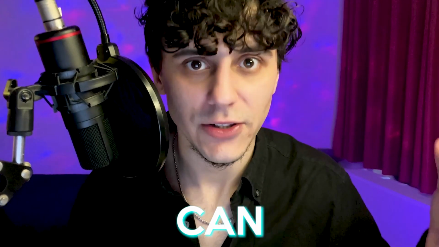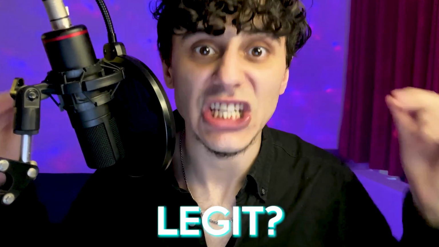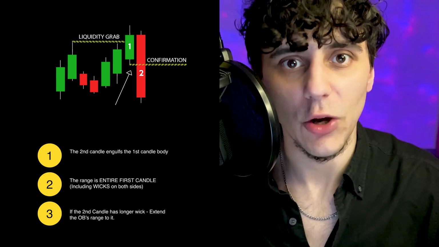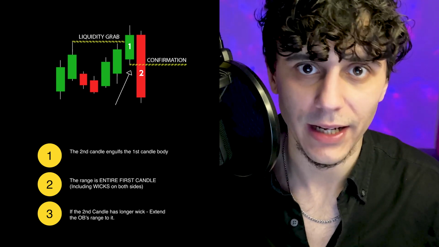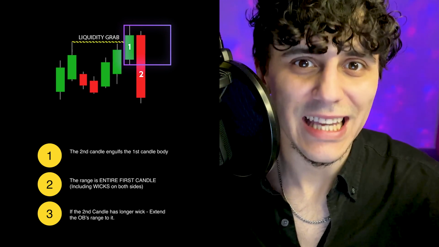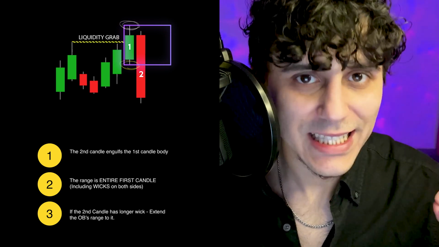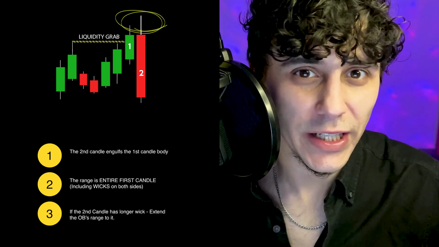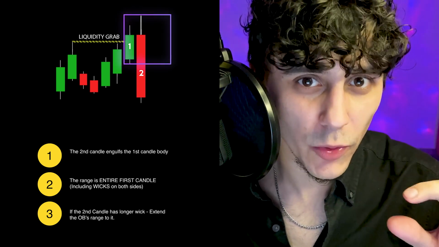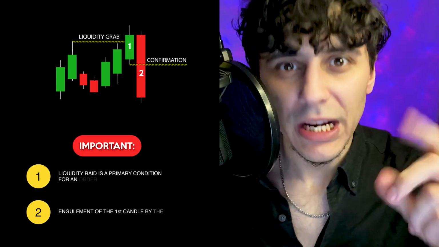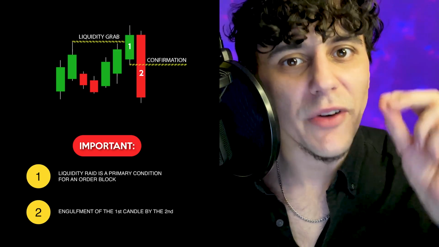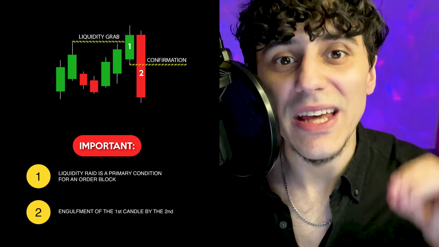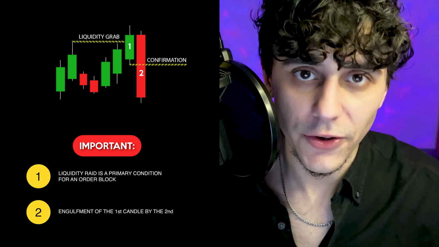So, what factors can tell me the order block is legit? You can consider the order block confirmed when the second candle overlaps the first candle body. The range of the order block is the entire first candle with wicks on both sides. But if the second candle has a longer wick, we expand the range of the order block to its borders. Remember, the liquidity raid is the primary condition for shaping an order block. The next condition is when the second candle absorbs the first candle body.